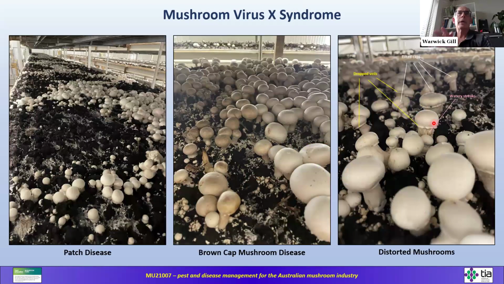And as Judy's explained, we have mushroom virus X syndrome around. It's characterized by patch disease and also a brown cap mushroom disease, a bit of patch, a bit of browning. And we also get distorted mushrooms, which are similar to La France disease. So we have dropped veils, tilted caps, and watery streaks on the stipes.